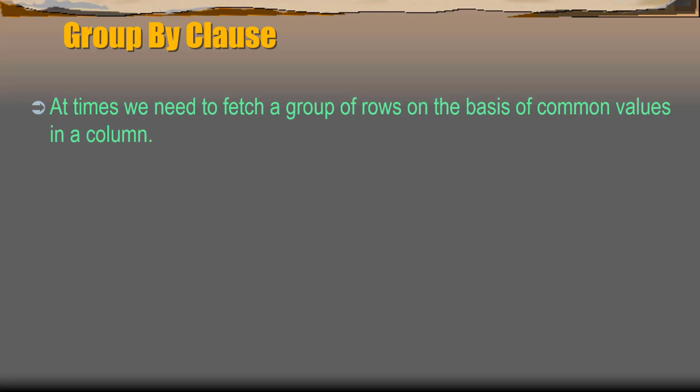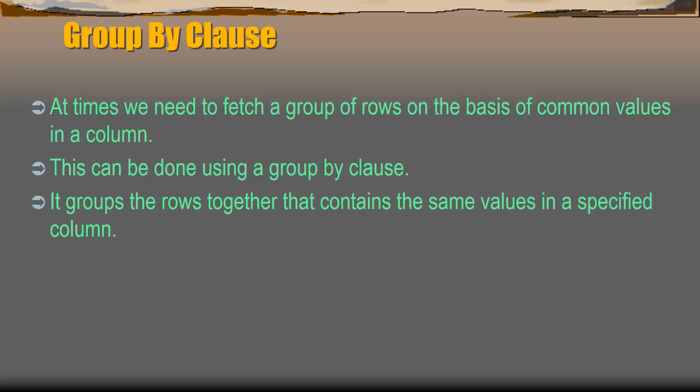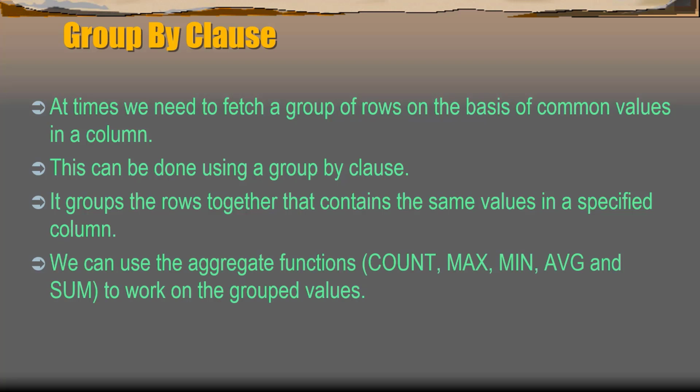So if we have a large table, we can group the records based on a certain column, and we can apply some condition on that, and we can fetch some data from that. This can be done by using a group by clause. It groups the rows together that contain the same values in a specified column. We can use aggregate functions like count, min, max, average, sum to work on the grouped values.